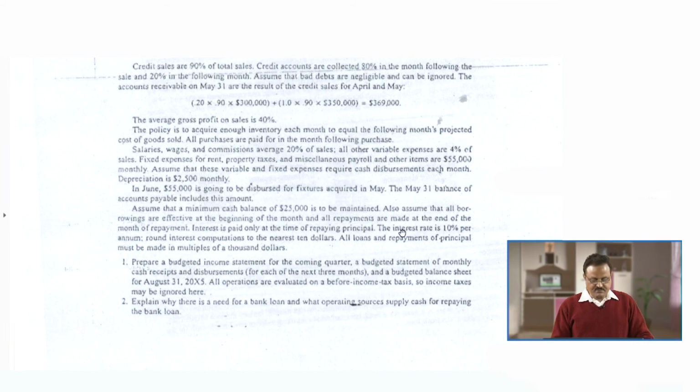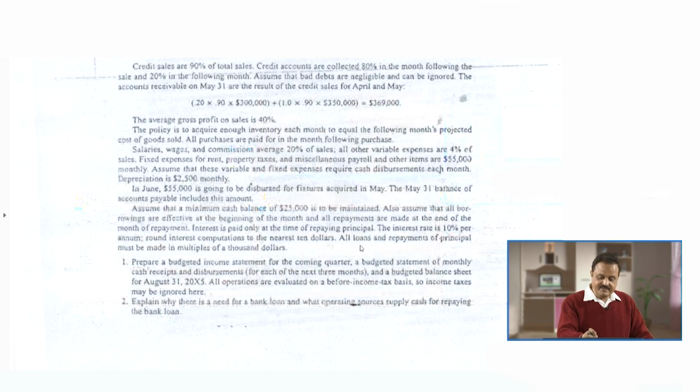Also assume that borrowings are effective at the beginning of the month and all repayments are made at the end of the month. Interest is paid only at the time of repaying the principal. The interest rate is 10% per annum. Round interest computation to the nearest $10. All loans and repayments of the principal must be made in multiples of thousands. In multiples of thousands. For example, what does it mean?